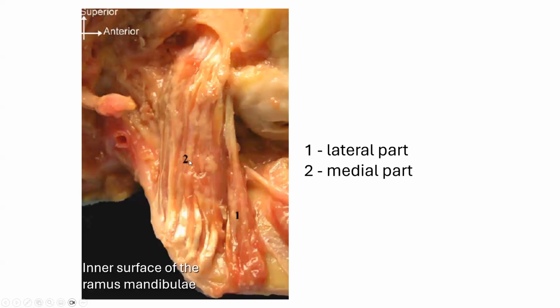This is how it is. It has two parts, the medial part and the lateral part. This is the inner surface of the mandible. As I told you, it is on the inner side of the mandible.